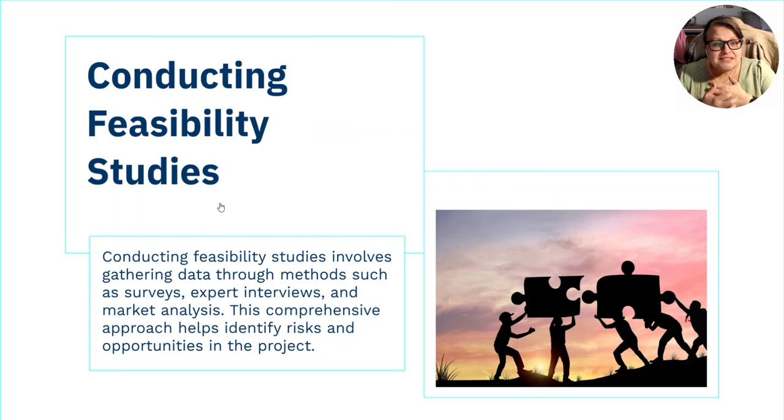Conducting feasibility studies involves gathering data through methods such as surveys, expert interviews, and market analysis, and this comprehensive approach helps to identify risks and opportunities. We're going to do a breakout right now in interviewing to go over that last piece and how it can be used to help develop the project.